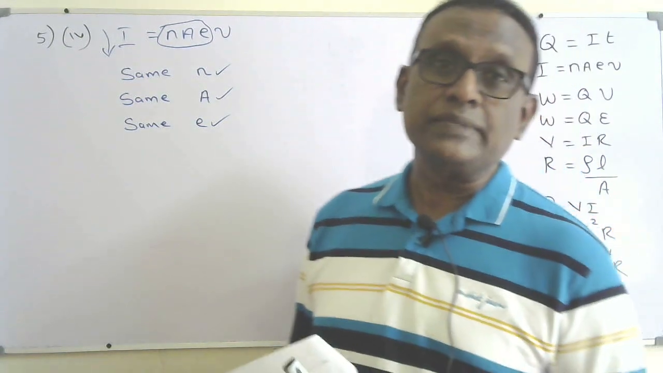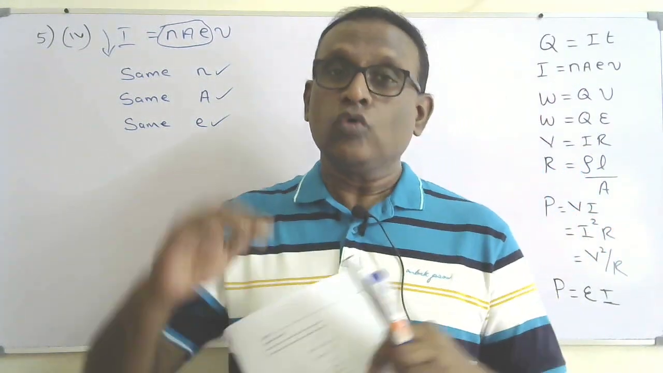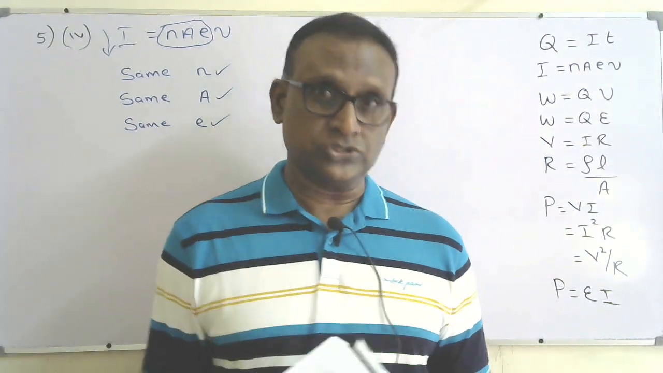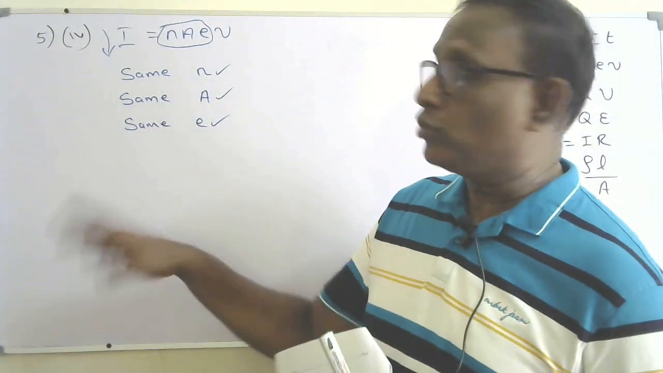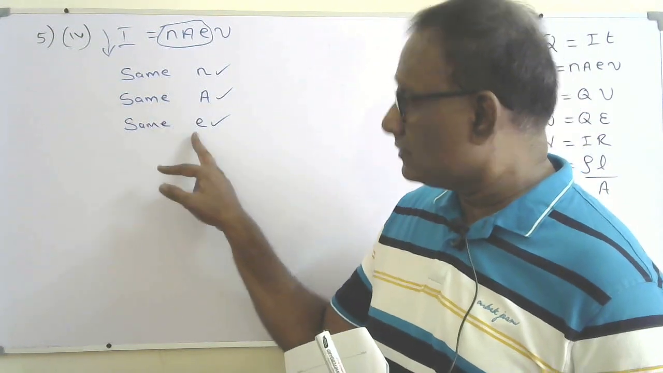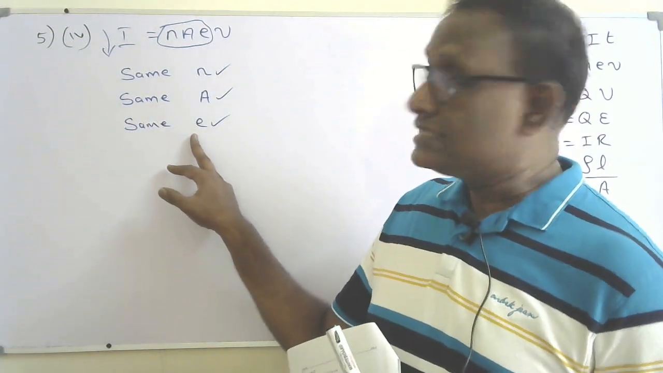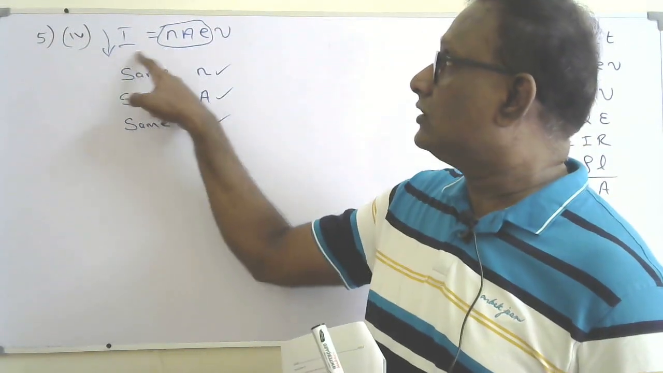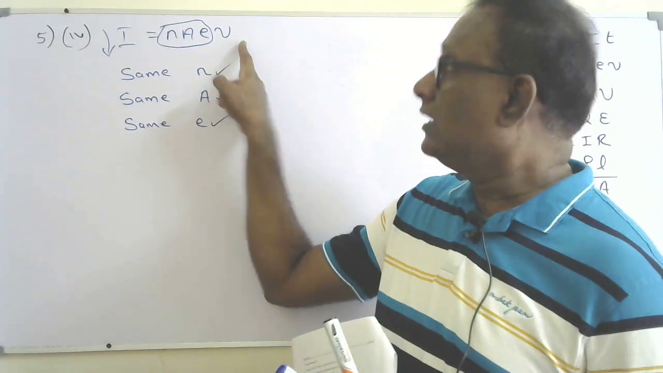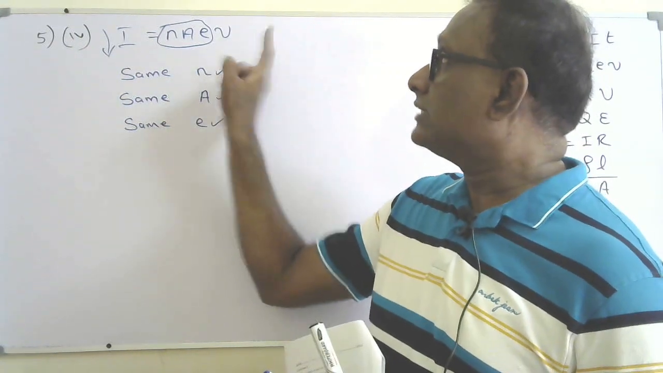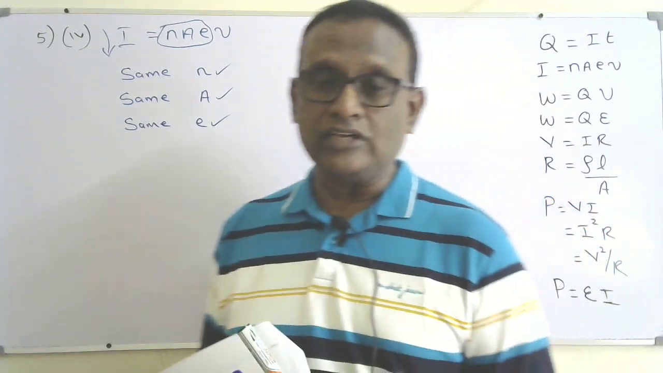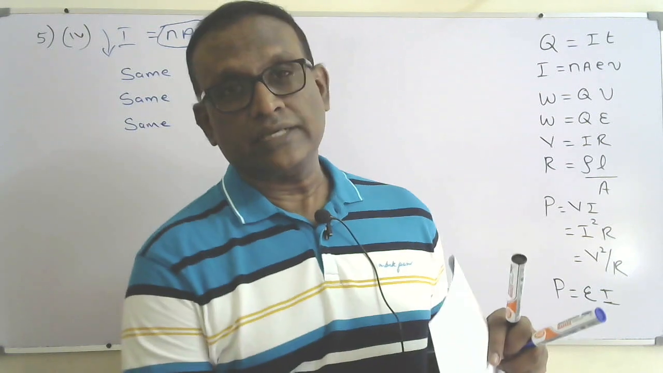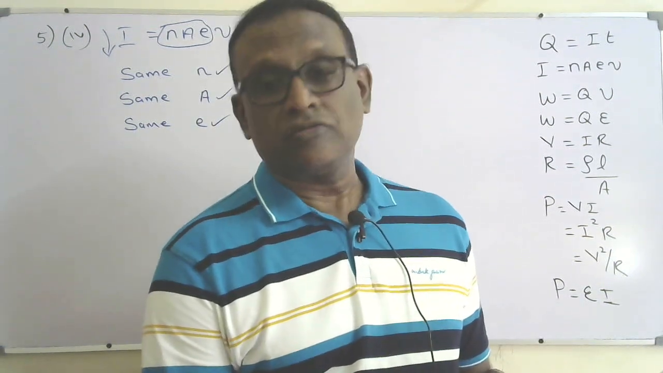Therefore, the drift speed of the electrons in the second wire will be lower than the drift speed of the electrons in the copper wire. That's the answer you should say. You can simply say, since both have the same n, same A, and same value of e, and since the second wire has lower current, according to I equal nAev, the drift speed of the electrons in the second wire will be lower than the drift speed of the electrons in the copper wire. That's the answer for the fourth part of the fifth question.